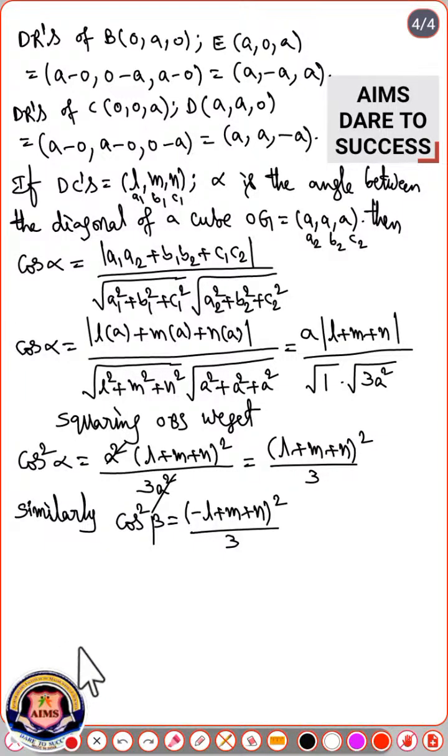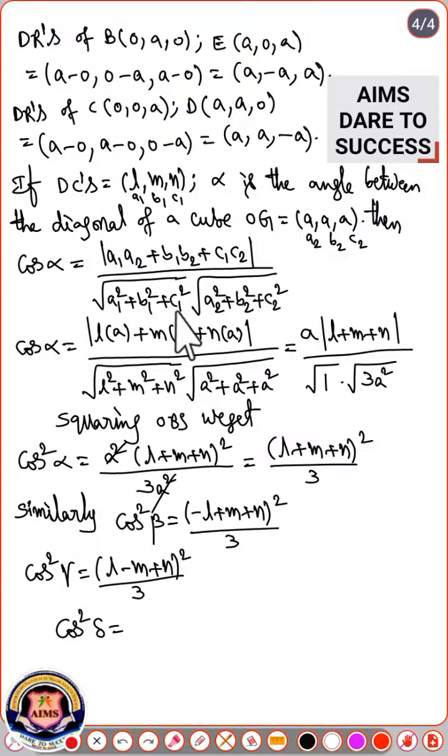Okay. Next, one more diagonal: cos square gamma, for the direction ratio of BE. Here the second position has a negative symbol, so here also you can write L minus M plus N whole square divided by 3. And later cos square delta, this is for the fourth diagonal CD. Here the third position has a negative symbol, continue the same way: L plus M minus N whole square by 3.